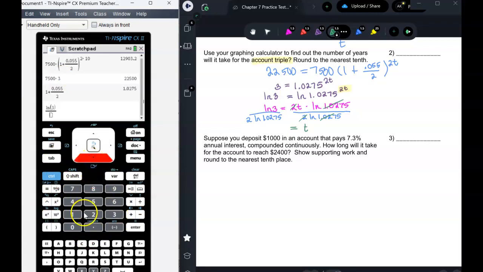Yep. So 2 natural log of 1.0275. So round to the nearest tenth, so that'll be 20.2, if we're rounding to the tenth place.